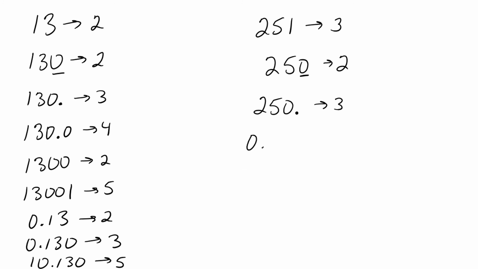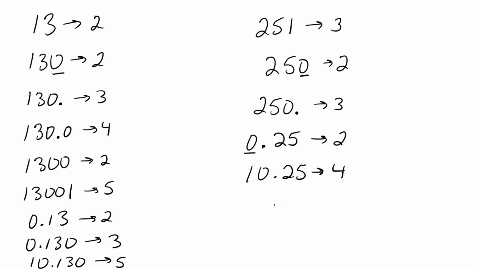What about 0.25? How many significant figures? This is a leading zero, so that means I have two significant figures. What will I need to do in order to make this leading zero into a significant figure? Change it into a sandwich zero, and now I have four significant figures.